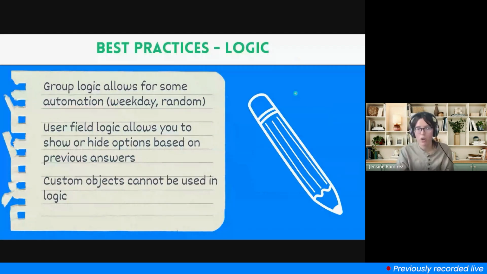So yeah, this kind of goes over what I went over. Group logic allows for 2 additional kinds of filters. You can do it by weekday or by random. And then user field logic allows you to choose which options to show or hide based on the criteria. I said based on previous answer, but that's not entirely true. You can base it on any field within the form. And then, like I said, custom objects cannot be used for logic, but you can use logic on custom objects.